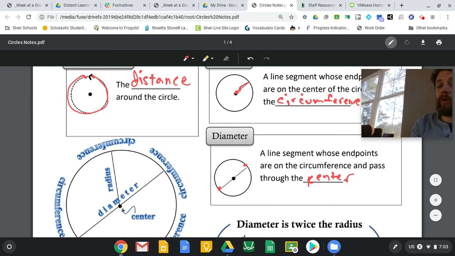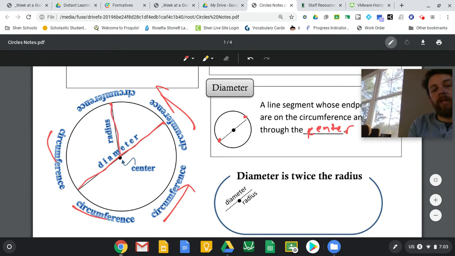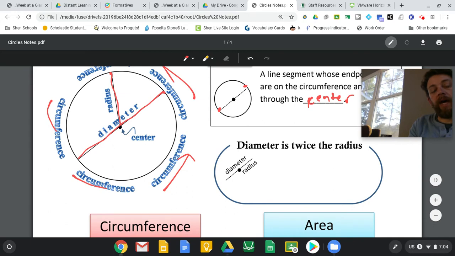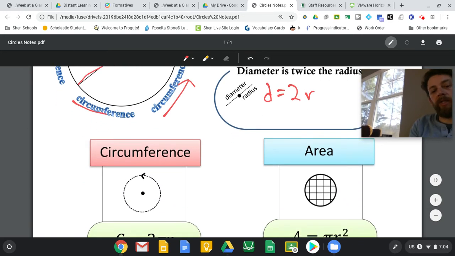Those are some of the parts of a circle, and you can see in this diagram, I have the circumference going around the circle. I have the diameter going through the circle, and the radius just goes halfway to the center. Now, it appears the radius is about half of the diameter, or the diameter is twice the radius. So if I give you a diameter of 20, the radius would be 10. If the diameter is 14, the radius would be 7.